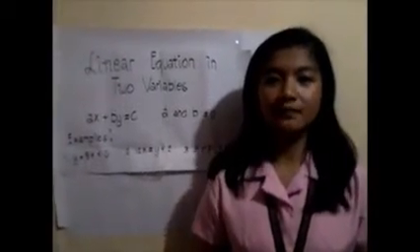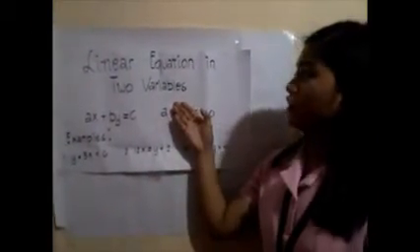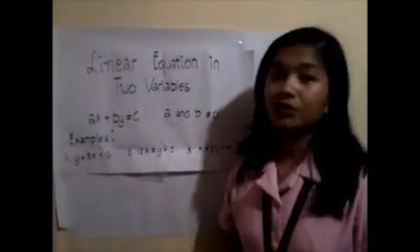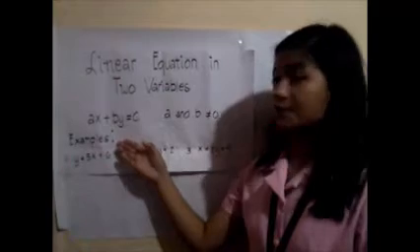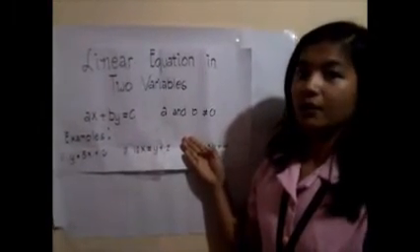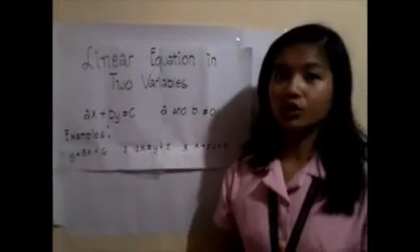I am going to discuss linear equation in two variables. Linear equation in two variables can be written in the form ax plus by equals c, where a and b are not equal to 0, both at the same time. Here are the examples of linear equation in two variables.